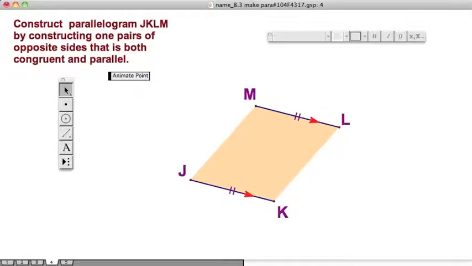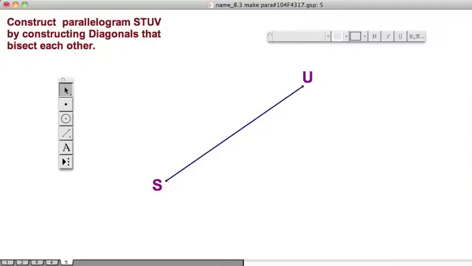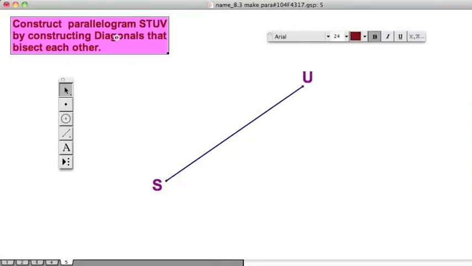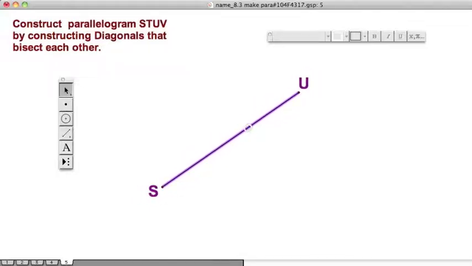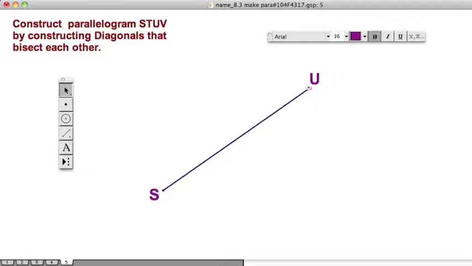So that's your 4th construction. One more to go. Let's go to page 5. And our final construction, STUV by diagonals. Well, look at those letters, S U. Well, they're not adjacent, so this must represent a diagonal already. That's what we're starting with. We'll start with a diagonal, then we'll build.